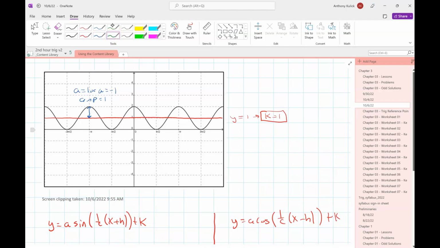Okay. The last thing we are looking for is the period. I like to go on something like this. It's sometimes a little bit tougher to see where a period starts and ends, right? I think the easiest way to tell is just going from like max to max or min to min. So like that's one period. Everybody kind of okay with that? How long is that? Pi units.